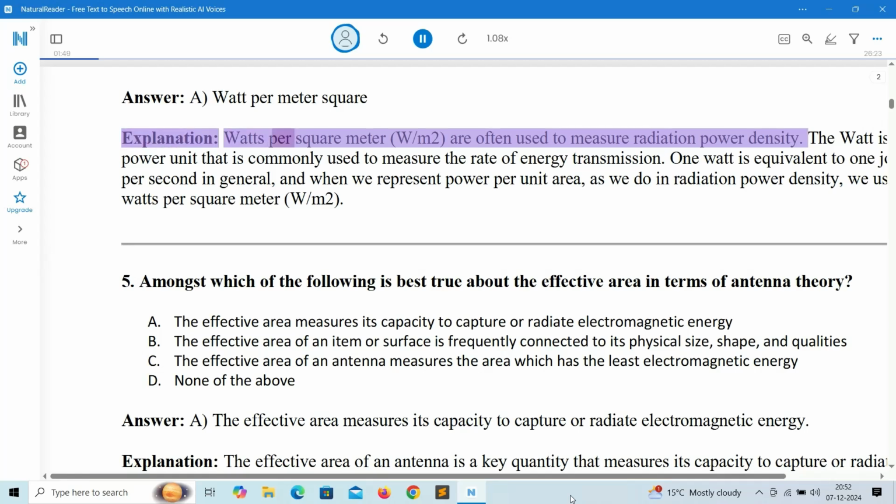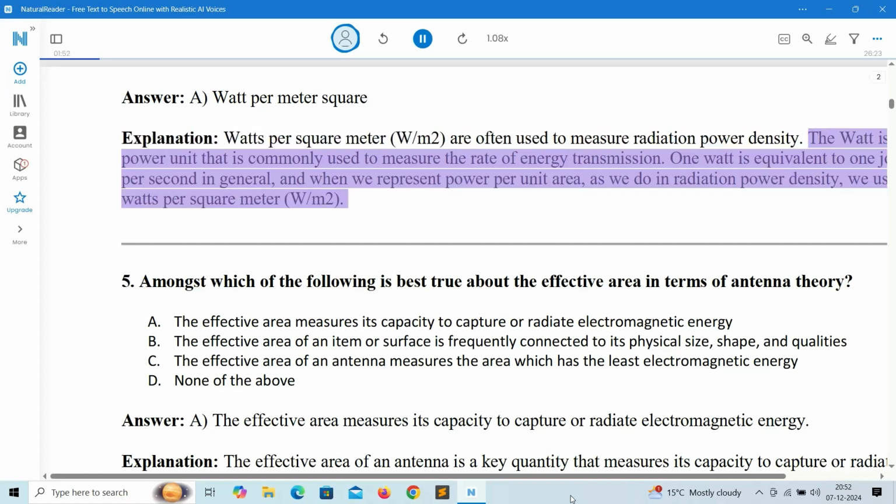Explanation: watts per square meter, W/m2, are often used to measure radiation power density. The watt is a power unit that is commonly used to measure the rate of energy transmission. 1 watt is equivalent to 1 joule per second in general, and when we represent power per unit area, as we do in radiation power density, we use watts per square meter, W/m2.